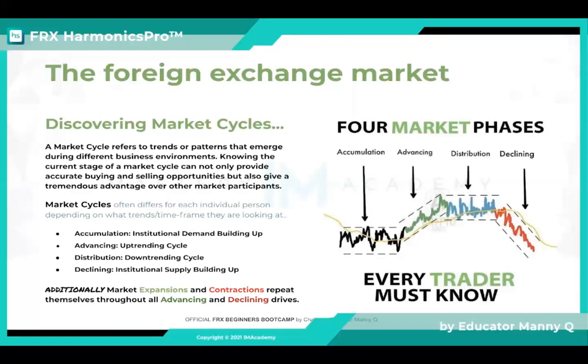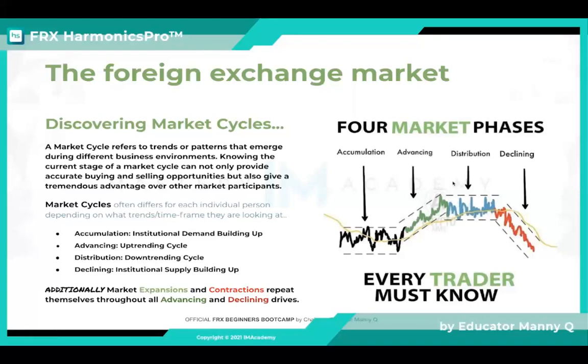Now, eventually the market is going to get to a point of distribution. Distribution is another word for accumulation. Distribution is where all of the people that got into the market are now holding off. They're starting to exit their positions, and then we have more demand. I actually have it mixed up here: distribution says downtrending cycle, declining says institutional supply building up. So I'm so sorry, this is mixed up. Distribution is supposed to be institutional supply building up, and declining is supposed to be the downtrending cycle. Pardon me for that if you're taking that down for your notes.